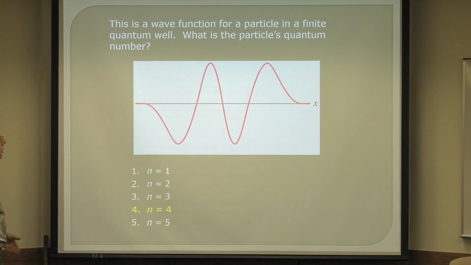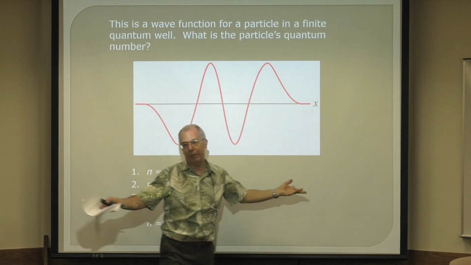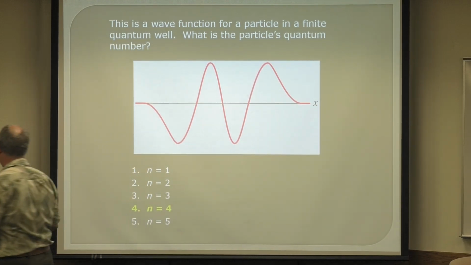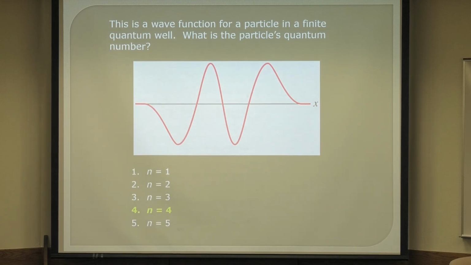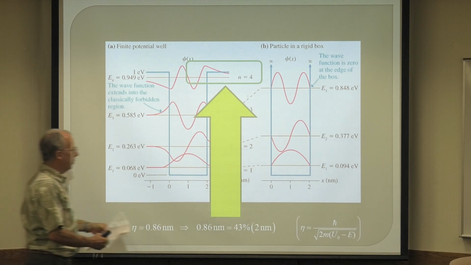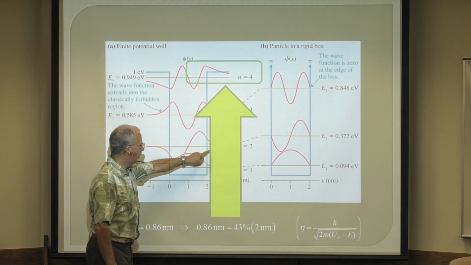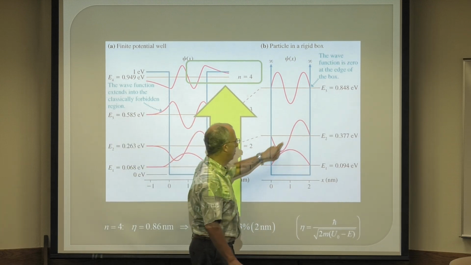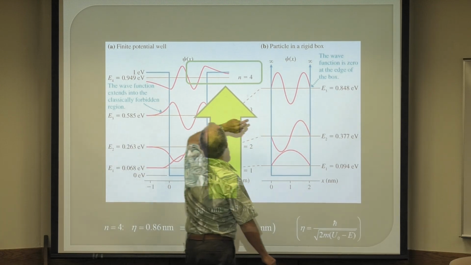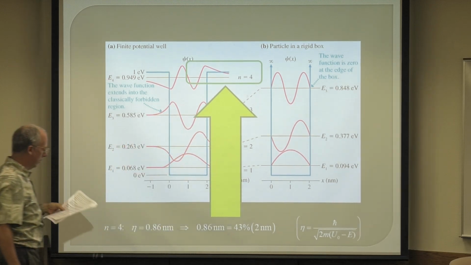How do you know that? 1, 2, 3, 4. That's how you know it. Remember we saw that? Let me refresh your memory. This was n equals 1 hump. This was n equals 2 humps. N equals 3 humps. Same thing here, n equals 4, 1, 2, 3, 4. So that's nice.